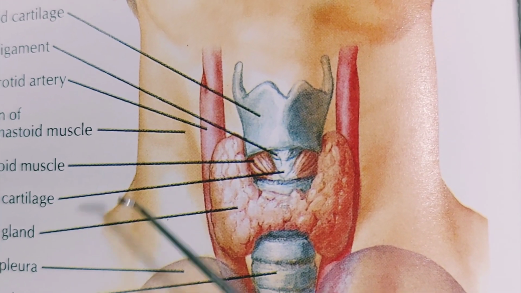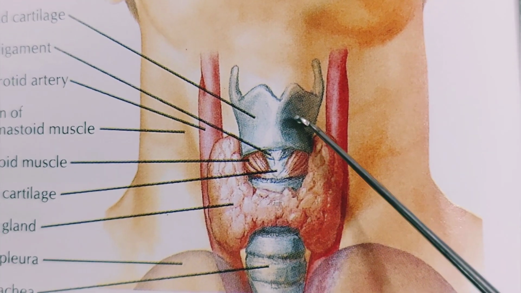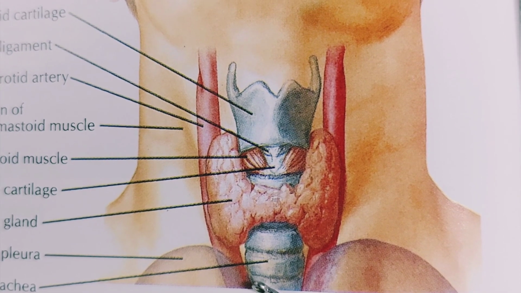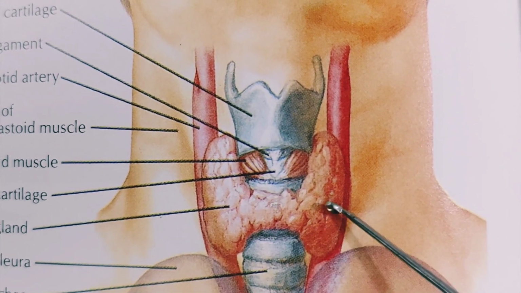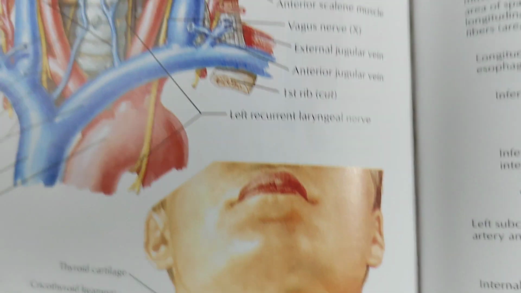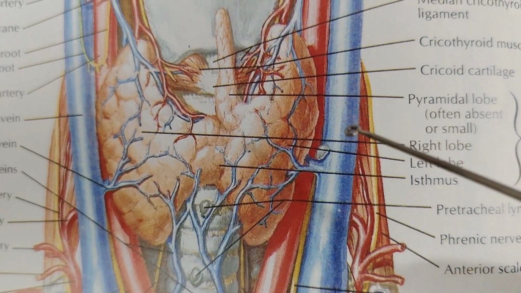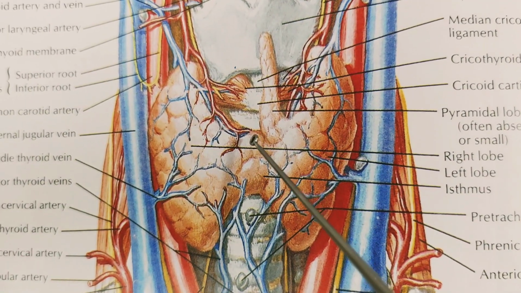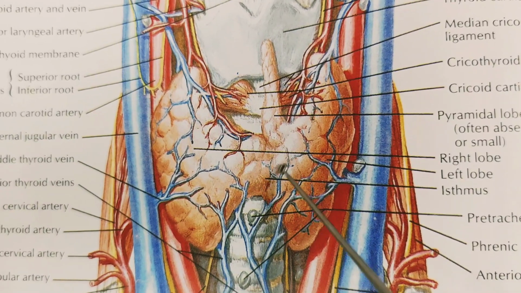Thyroid gland is situated in front and lateral side of the trachea. It has two lobes. These two lobes are connected with a narrow part, that is isthmus.